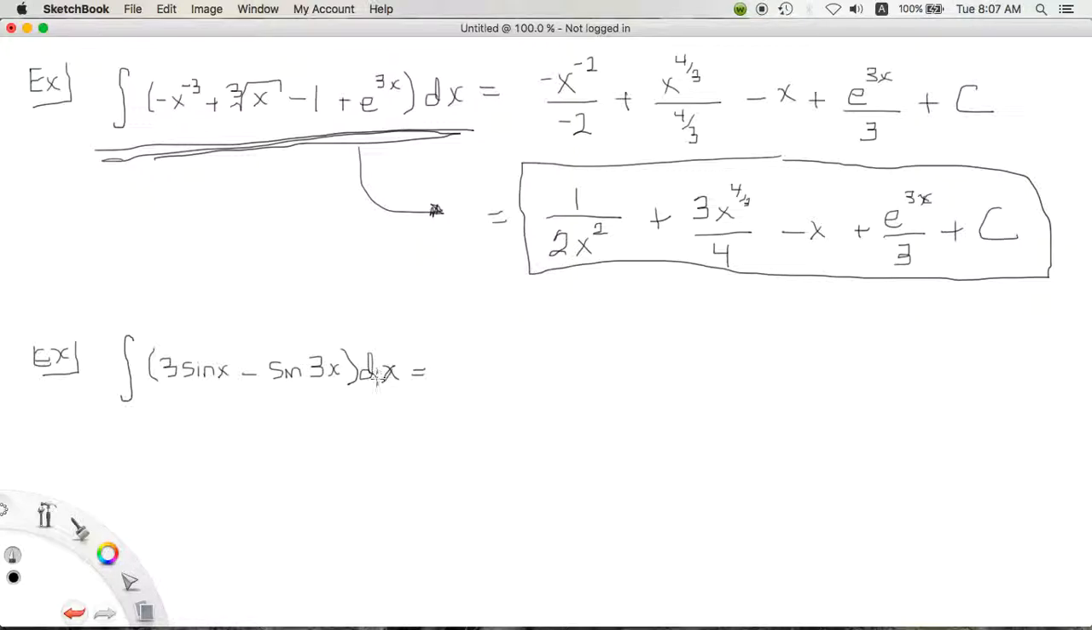Alright, so use those trig rules there and solve this one out. So pause the video and see if you can get this one on your own. Alright, hopefully you paused it and you've got it.